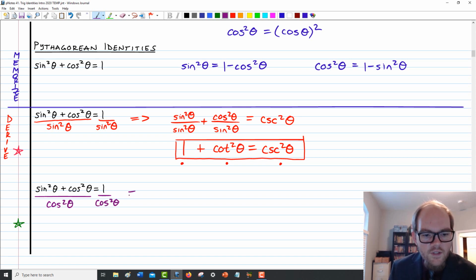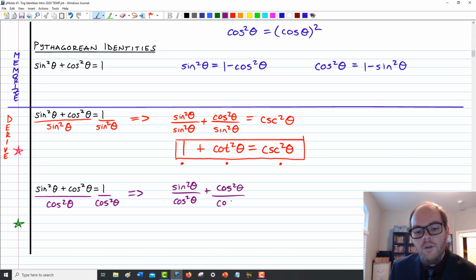So when I do that, just like I did before, I'll keep my work parallel. The first term will become sine squared over cosine squared. The second term will be cosine squared over cosine squared. We can appreciate that a little bit. That works out really nicely. And then the last one is, of course, 1 over cosine squared.